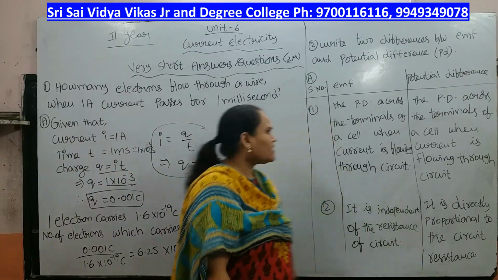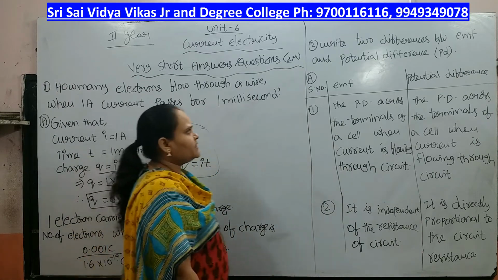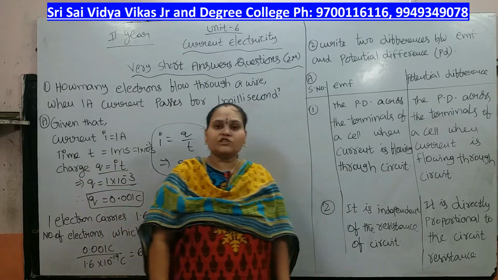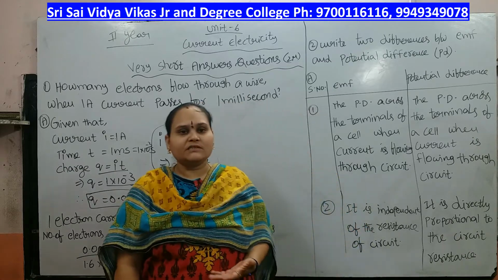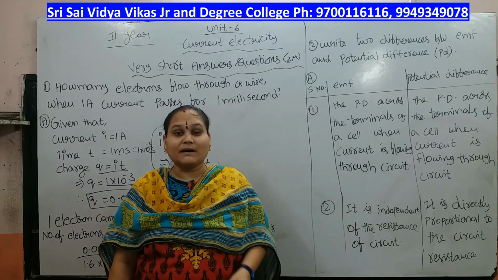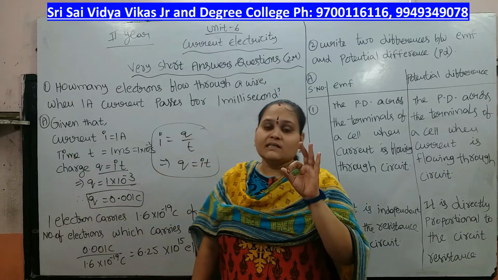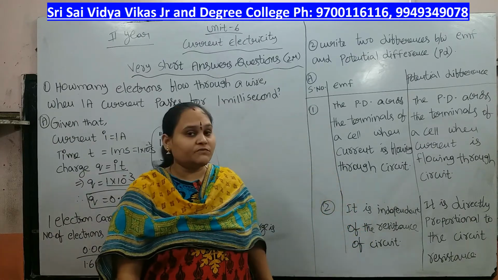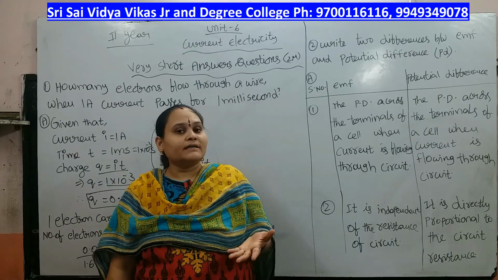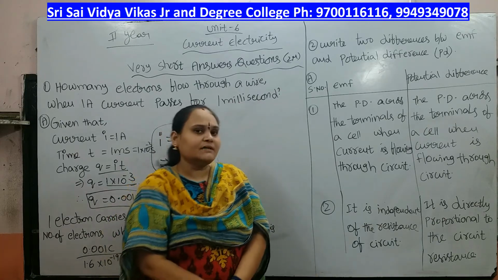Okay, and next one. Write two differences between EMF and potential difference. Everybody knows EMF and potential difference are equal to each other, but the very small difference is that the EMF does not depend on resistance, but the potential difference V equal to IR is directly proportional to resistance. That is the main difference.